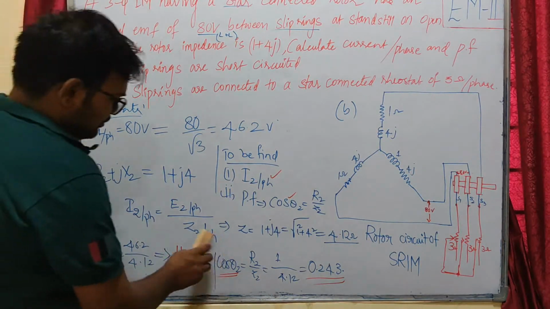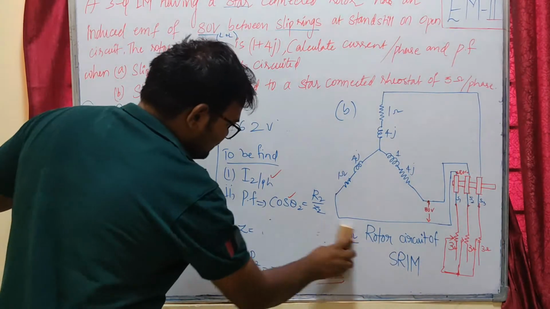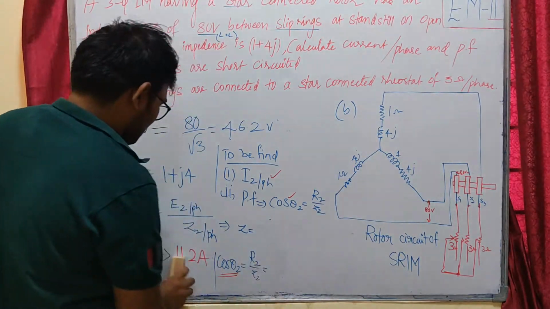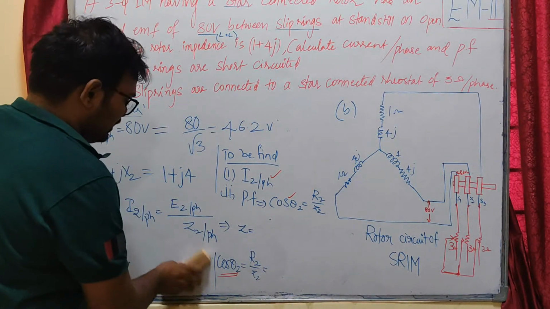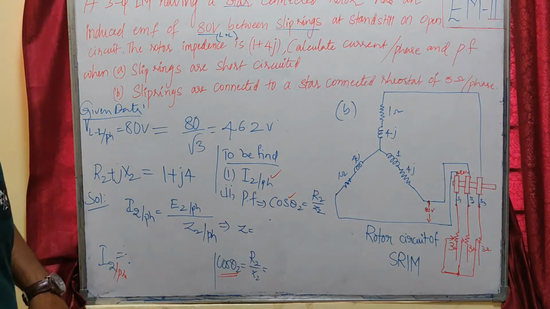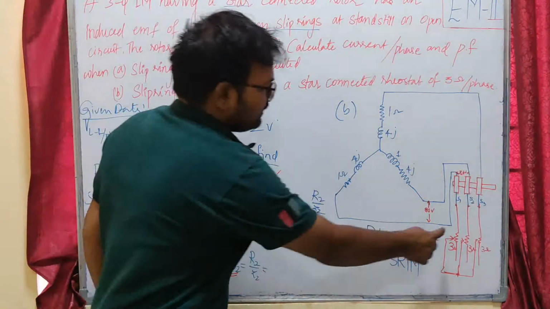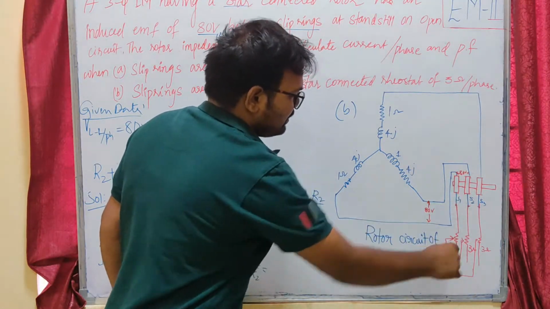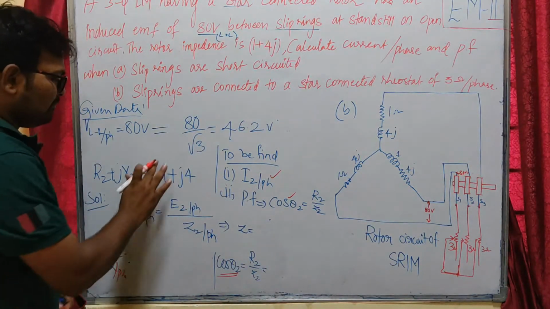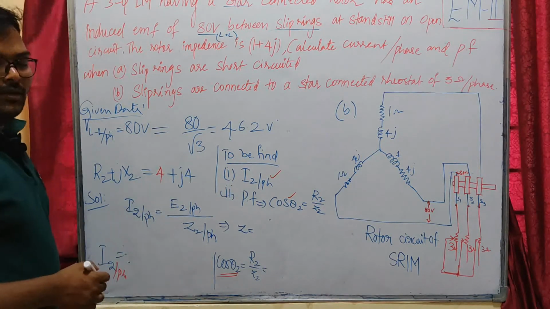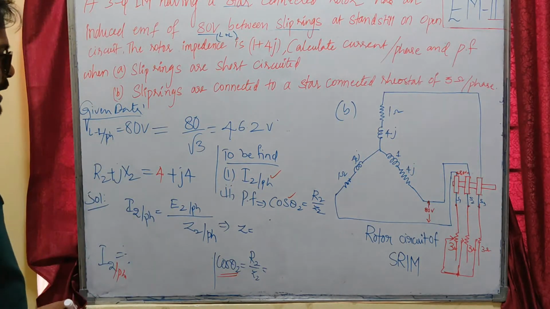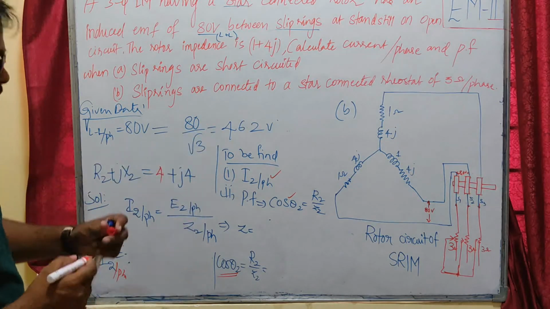Now we have to find out the rotor current. Initially it was 1 ohm per phase. Now I have connected an extra 3 ohms per phase. That means for each phase the resistance will become 4 ohms now, 1 plus 3. This is the change here, and the line voltage is the same, equal to 80 volts.